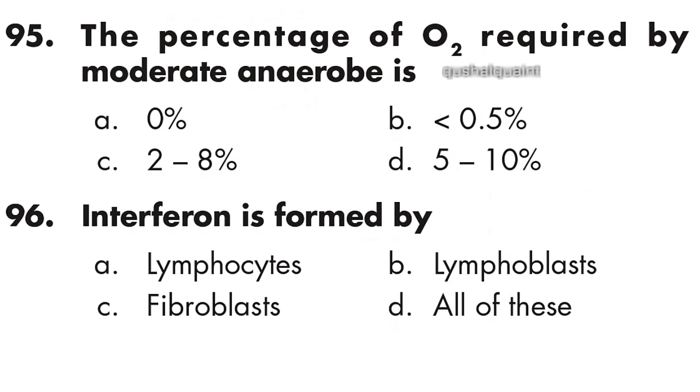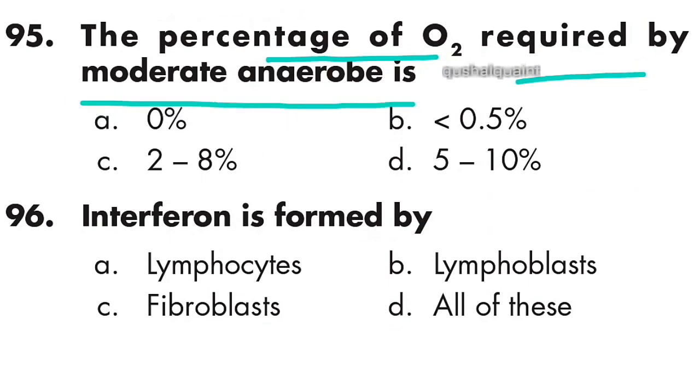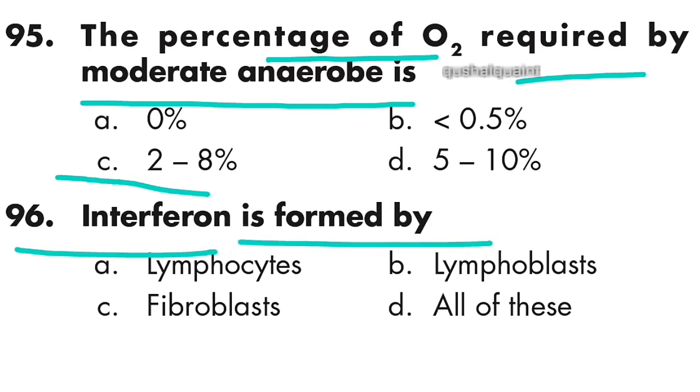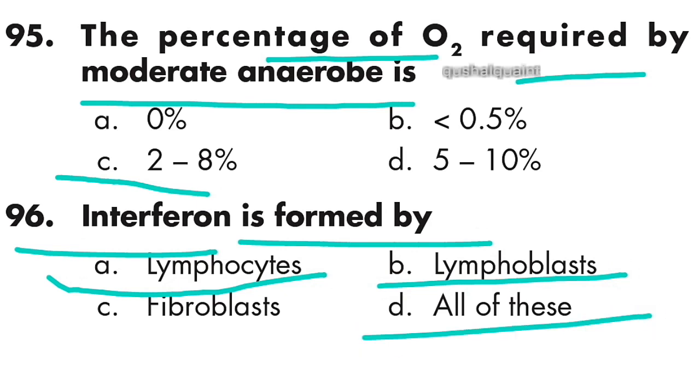Question 95: the percentage of O2 required by a moderate anaerobe is 2 to 8%. Option C is right, 2 to 8%. Question 96: interferon is formed by lymphocytes, lymphoblasts, fibroblasts. Option D is right, all of these.